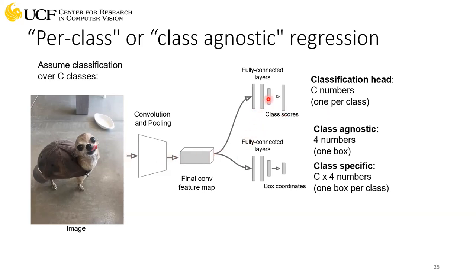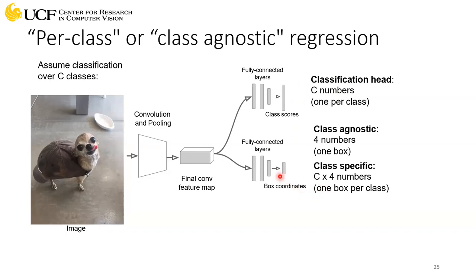All right, so now what will happen is, let's say you have C different classes. If you have C different classes, then this classification head is going to predict C different numbers. One number belongs to one of the classes. That one number is going to give you the confidence score whether this class is present or not. So that's the top branch.